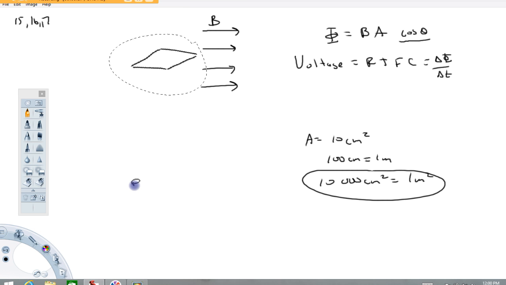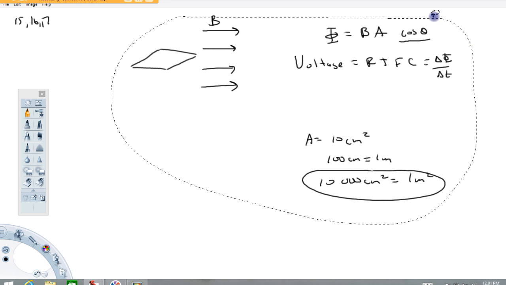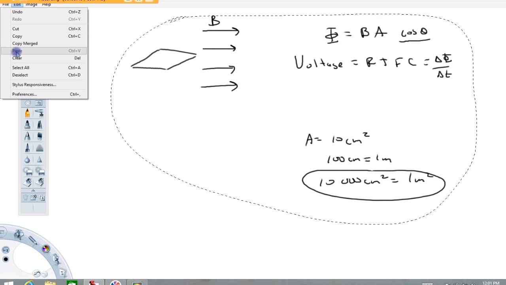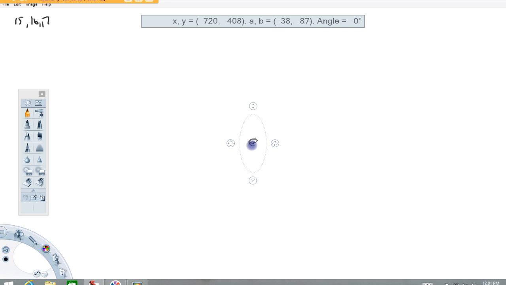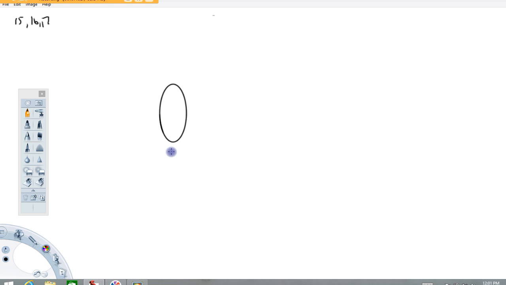All right, number 16. It says a circular hoop with a radius of 11.6 centimeters is placed in a magnetic field. I'm going to get rid of this stuff. Okay, a circular hoop. So I'm going to use my tool here. There's some sort of circle. This is kind of like a hula hoop looked at from the side with maybe this edge coming towards you. It is placed in a region where there's a magnetic field of 8.5.